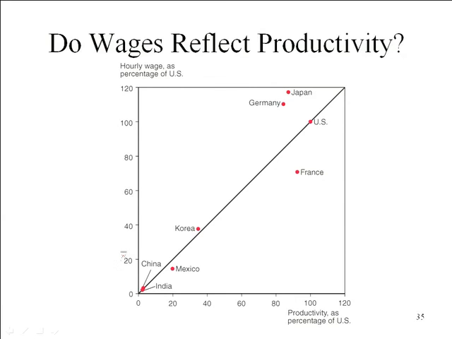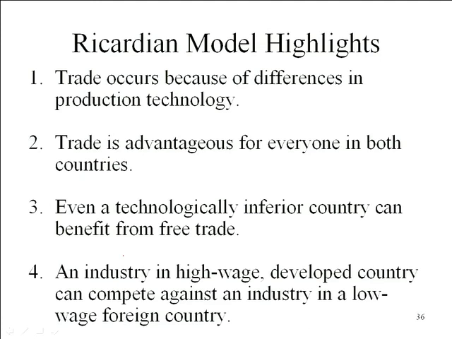Okay, so let's just summarize real quick what this classic Ricardian model shows us. One is, trade occurs because we have differences in labor productivity. That's the real key here. Our production technology is different because our workers are more productive versus other workers in other countries. Notice at this stage, we haven't said anything about why workers are more productive in one country versus another. We'll talk about that in the future, but right now we're only concentrating on that labor productivity.